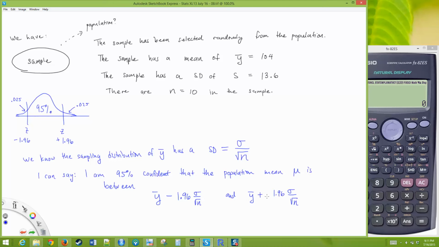And so to compensate for that, I'm going to give myself a little bit of breathing room. And to do that, I'm going to change this number from 1.96 to something a little bit bigger. And so now I'm going to introduce something called the t-distribution.